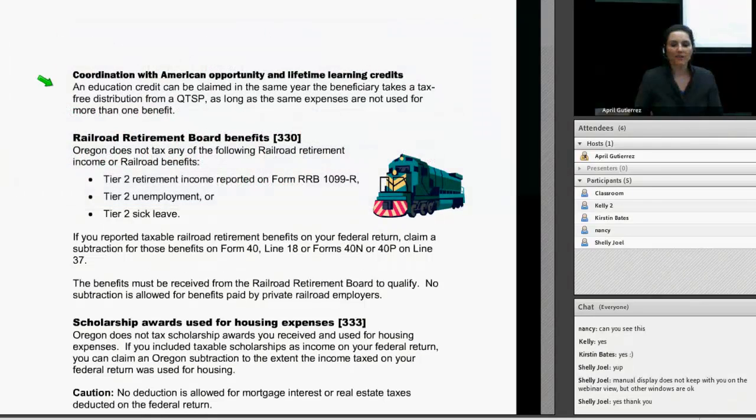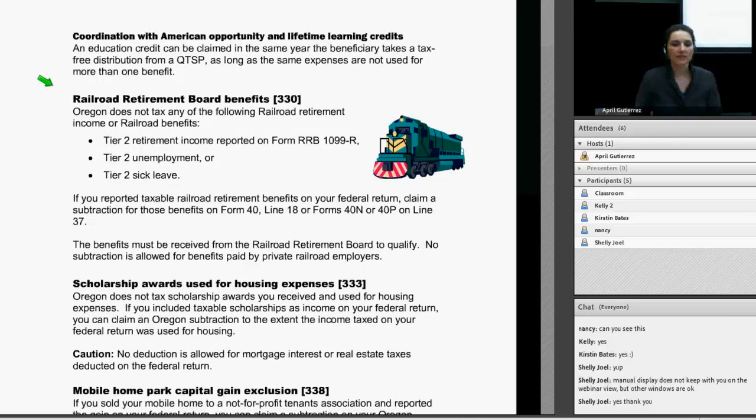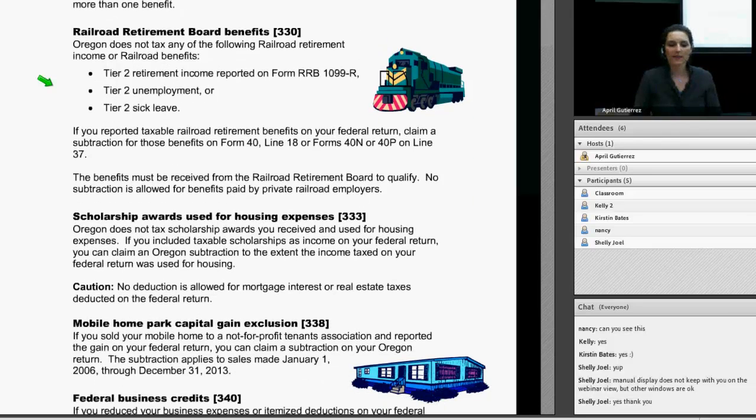Coordination with American Opportunity and Lifetime Learning Credits. An education credit can be claimed in the same year the beneficiary takes a tax-free distribution from a QTSP as long as the same expenses are not used for more than one benefit.